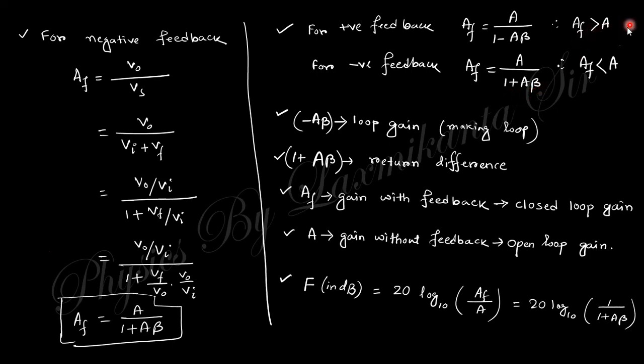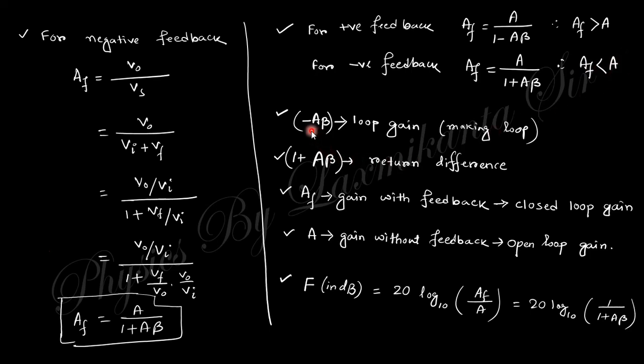So we compare AF greater than A and AF less than A. In the positive case the denominator is less than 1, so AF is greater than A, and in the negative case it is greater than 1, so AF is less than A. So for positive feedback, the gain with feedback is greater than the gain without feedback, and in case of negative feedback, the gain with feedback is less than the gain without feedback.